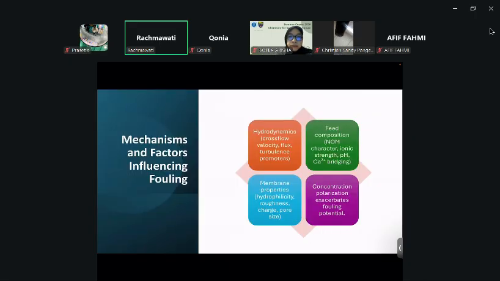Yeah. So the mechanism and factors influencing fouling are hydrodynamics, like cross flow velocity, flux, or turbulence promoters, and the feed composition, like whether you have natural organic matter, many ions, pH, or bridging of calcium. It is also influenced by the membrane properties like hydrophilicity, hydrophobicity, roughness, charge, and pore size, and also concentration polarization on the membrane surface, which could exacerbate fouling potential.